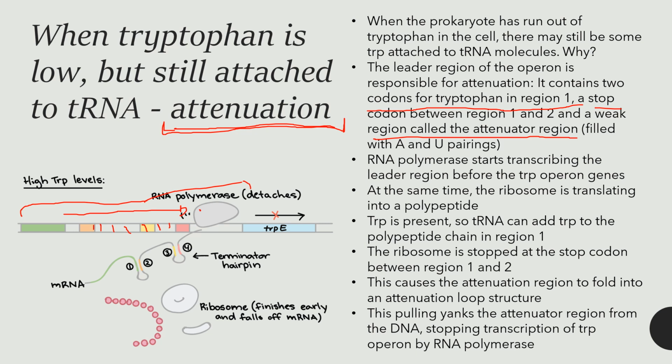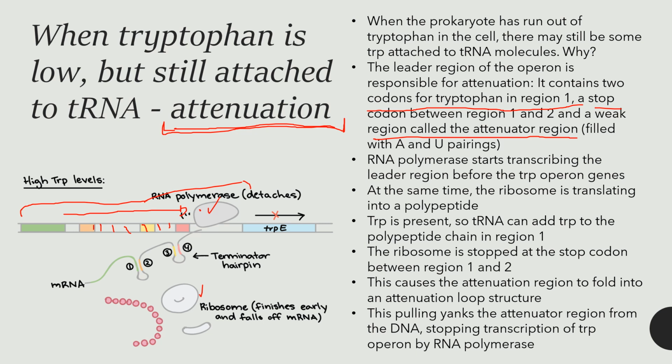At the same time, this is something really cool about prokaryotes. We can't do it, but prokaryotes can. And this is really important for this concept, is that the ribosome is simultaneously translating. So as RNA polymerase transcribes, the ribosome is simultaneously translating that transcribed molecule straight away. So in eukaryotes, we have to do transcription, and then it travels to the ribosome, then translation occurs. This is all happening at the same time. That's an important thing to note. So ribosome and RNA polymerase are doing their job at the same time.